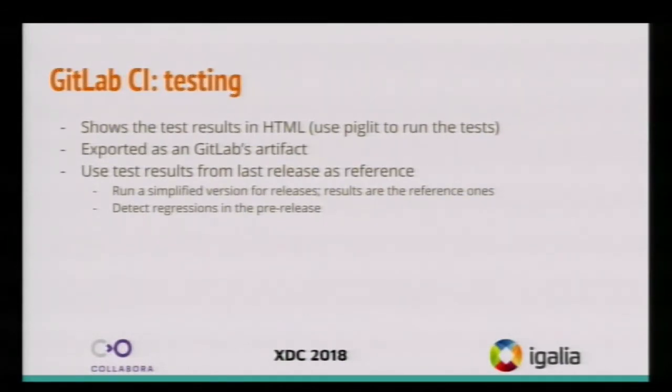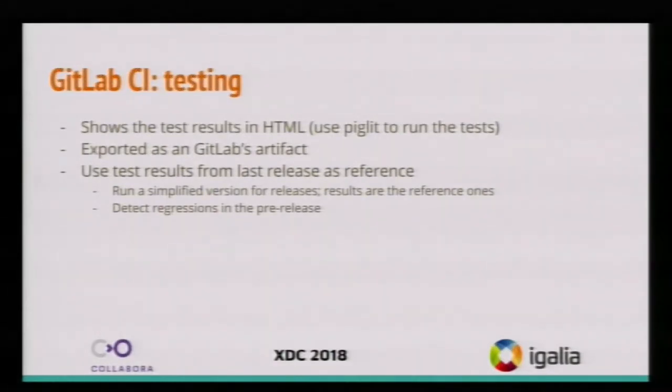So we use Piglit just to create nice HTML files, which are exported as an artifact in GitLab, which is another feature. And the thing is that in order to know if there is a problem or not, what we do is use the same pipeline you saw before, which is used when we make our release. But we use a very simplified version of this pipeline. So this pipeline basically does the same and generates the Piglit results. And those Piglit results are used as reference tests when we use, in this case, the pre-release version. So basically, we just need to know if there is some problem or not.